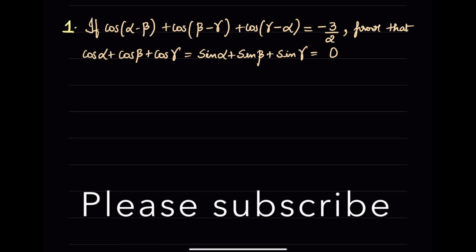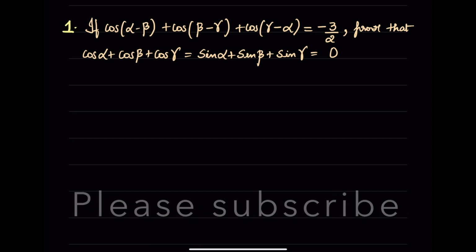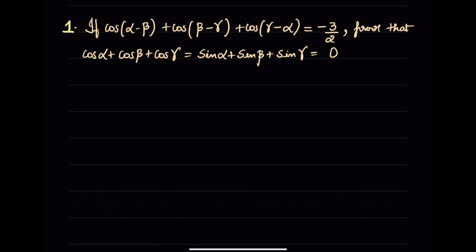In the first one, the information given to us is cos of alpha minus beta plus cos of beta minus gamma plus cos of gamma minus alpha is equal to minus 3 by 2. Using this, we have to prove that cos alpha plus cos beta plus cos gamma is equal to 0, and also sin alpha plus sin beta plus sin gamma is also equal to 0.